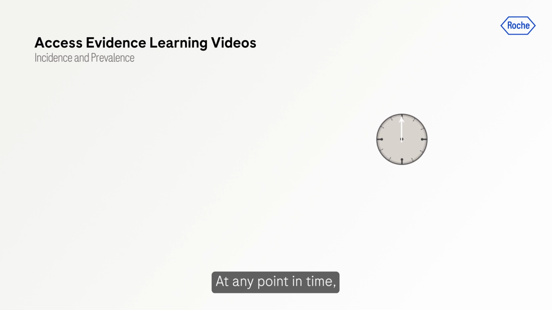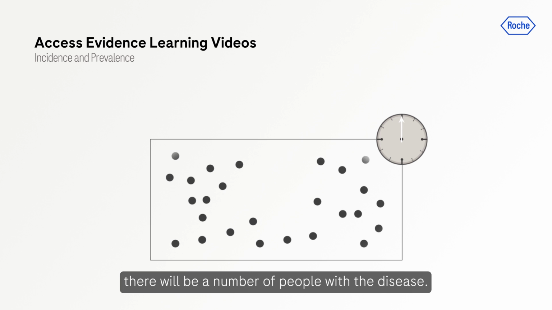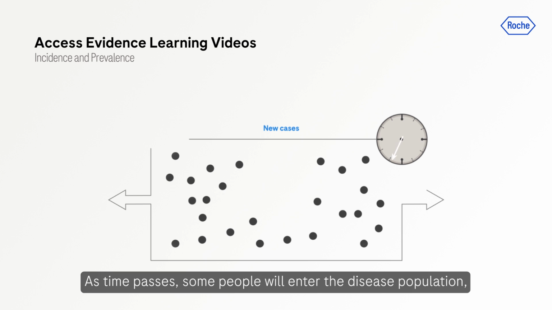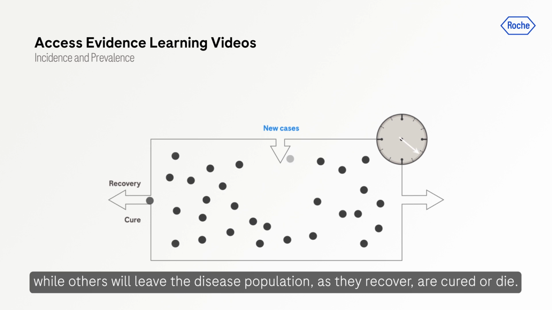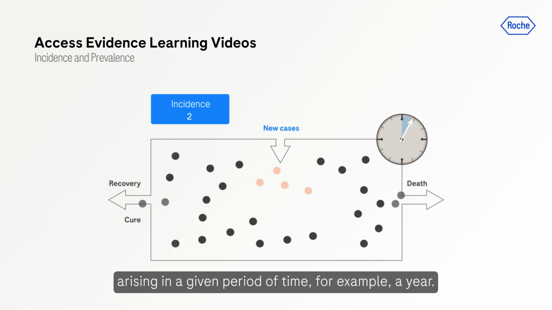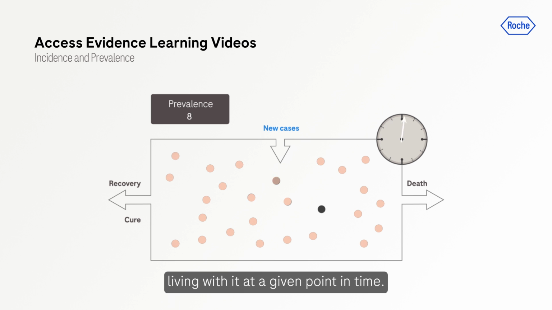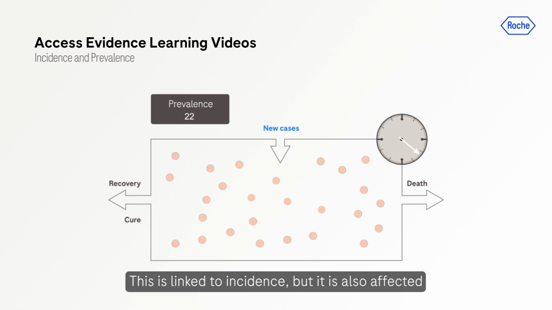At any point in time, in a specified population, for example, a country, there will be a number of people with the disease. As time passes, some people will enter the disease population as they develop the disease, while others will leave the disease population as they recover, are cured, or die. The incidence of the disease is the number of new cases arising in a given period of time, for example, a year. The prevalence of the disease is the number of people living with it at a given point in time. This is linked to incidence, but is also affected by the duration of time people have the disease.